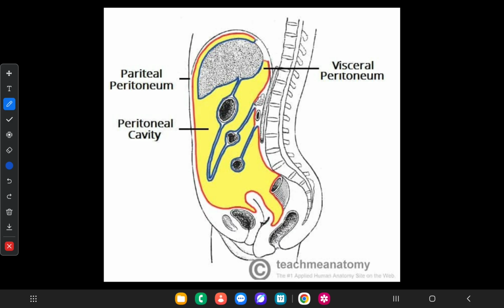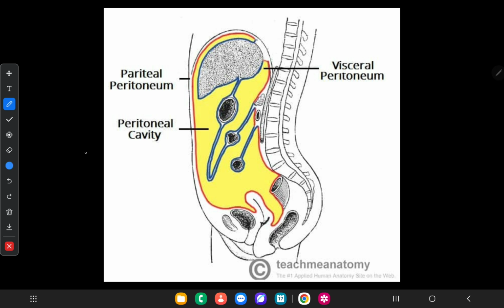From this video, I will discuss the peritoneum and the subdivisions of the peritoneum, as well as the peritoneal cavity. So the video will be in two parts. First, I will discuss the subdivisions of the peritoneum. The peritoneum is a thin but firm serous membrane. Actually, the peritoneum lines the inner aspect of the abdominal cavity.